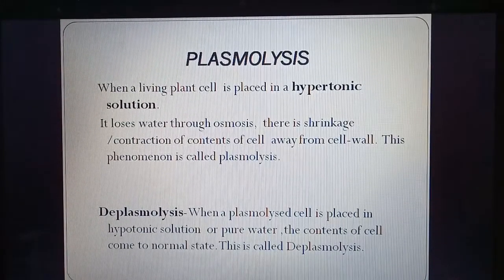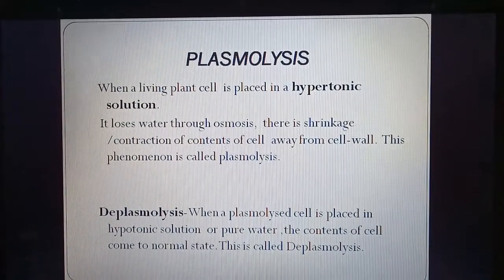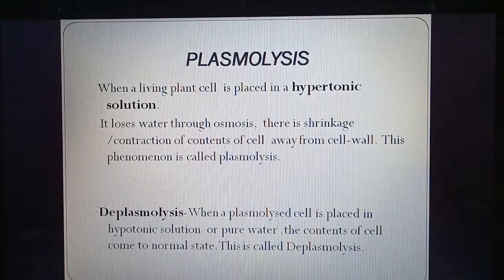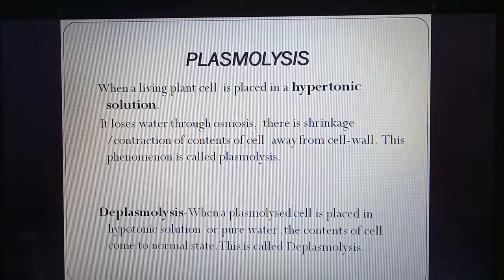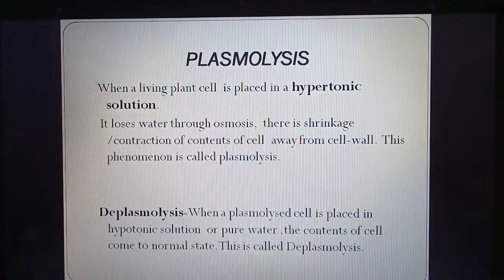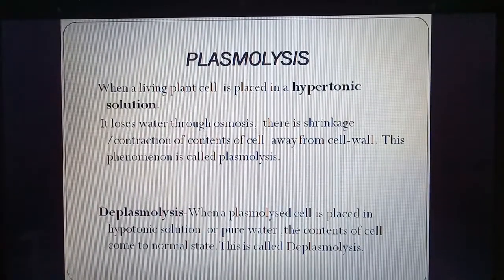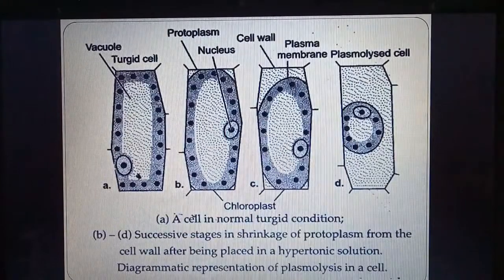Now if we want to put the cell again in the normal state, we can put it in water or hypotonic solution. Hypotonic means dilute solution. So what is deplasmolysis? When a plasmolysed cell is placed in hypotonic solution or pure water, the contents of the cell come to the normal state. This is called deplasmolysis. So the plasmolysed cell can again be restored to the normal condition.